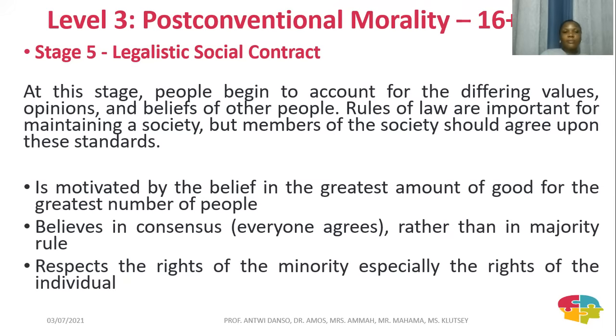Now, when we come to post-conventional morality, which is 16 years and above, we have stage 5, which is the legalistic social contract. Now, at this stage, people begin to account for the different values, opinions, beliefs of other people. So the rules are not important here, but what? The members of the society should agree to them.